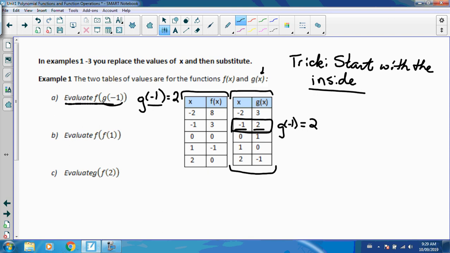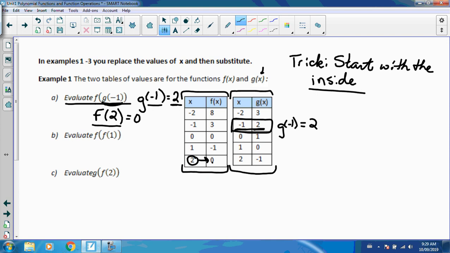So what this question is really asking for is the f of 2. G of negative 1 is 2, so I replace it. And now I'm looking at the outside, f of 2. Well, now I'm using the f table. What is the f of 2? 0. So the f of the g of negative 1 is really the f of 2. That came from here, and I read it off the table of values and I see that it's 0. So the first one is 0.